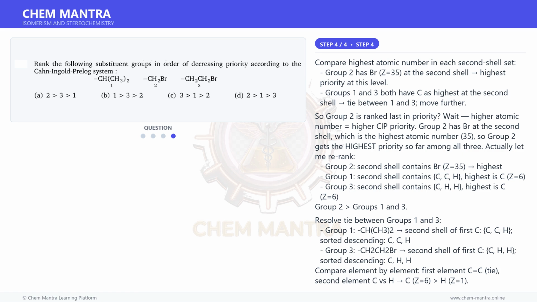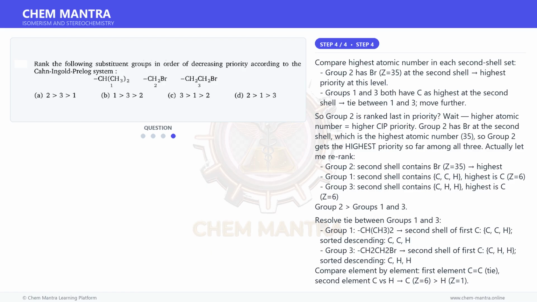Wait, the given answer is B, 1 3 2. Let me re-examine. The question asks for decreasing priority. Let me recheck group 2 versus group 3 more carefully at the second shell. Group 2, CH2Br, second shell atoms on first C: Br, 35, H 1, H 1. Group 3, second shell atoms on first C: C, 6, H 1, H 1. Br, 35, versus C, 6, so group 2 has higher CIP priority than group 3.